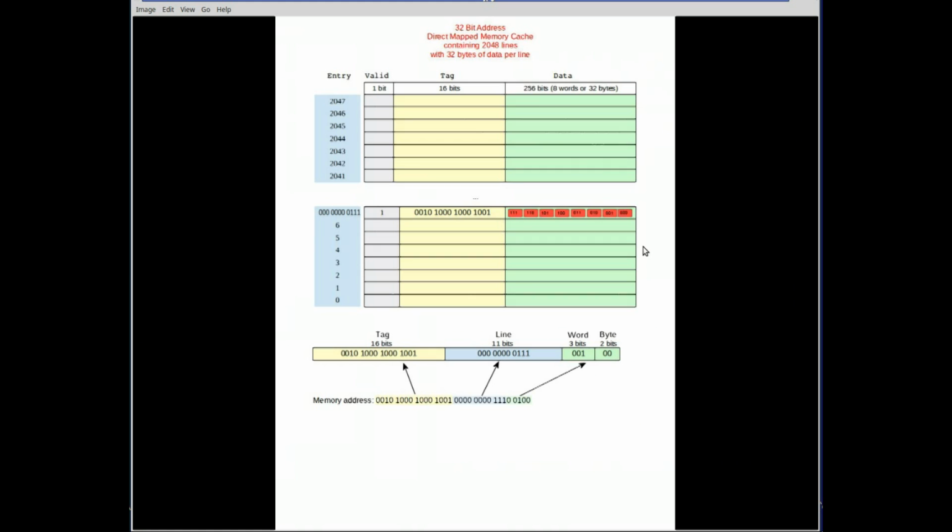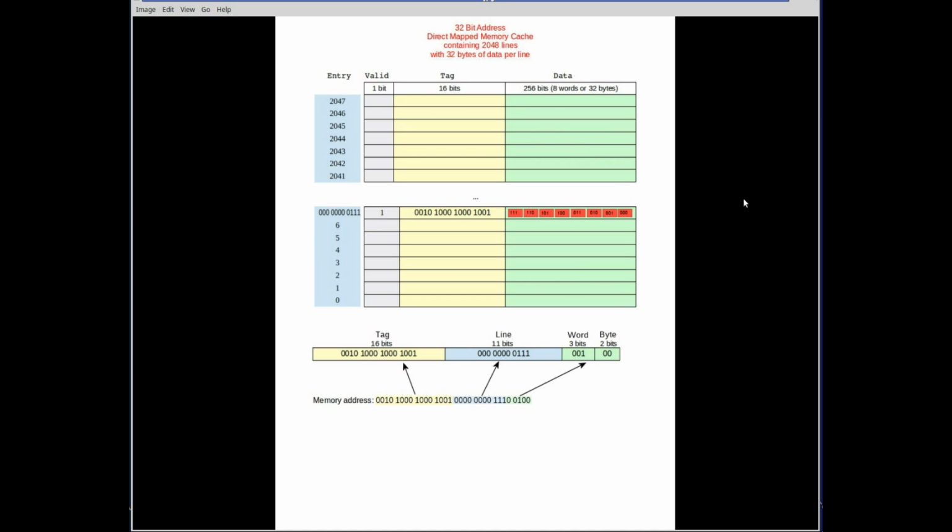All right, here's the basic direct mapped memory cache. Now, this is for a 32-bit address. I use 32-bit addresses because they're smaller and easier to deal with. A 64-bit address is the same idea, just everything gets larger and the number of bits is more. Same concept, though. This is the simplest form of cache, direct mapped cache.